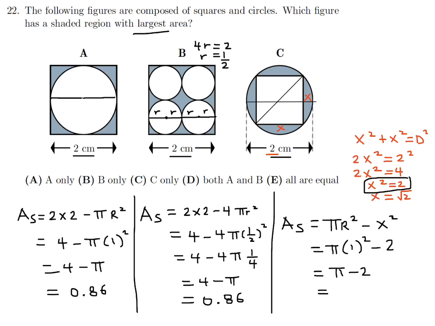So 3.14 minus 2 looks like 1.14. So there you go. Which one of these is the largest? Well, it's this one right here, 1.14. And that was the area of C. So number 22, the answer is C.